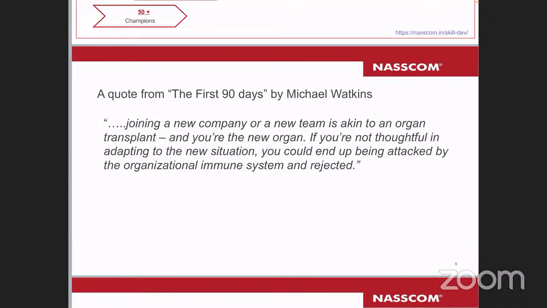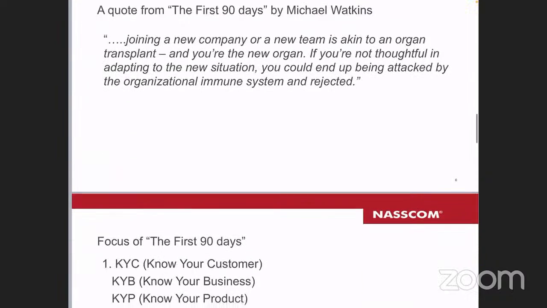If you are not thoughtful in adapting to the new situation, you would end up being attacked by the organizational immune system and rejected. What it is really talking about is that adapting really happens in the first few days, but we can continue to adapt after that. But the first 90 days is where you probably make the first impression across multiple stakeholders, and an incorrect step, or a misrepresentation of our positioning, can end up having a fairly serious impact. So let's look at what it means. Let's unpack the statement a bit more.